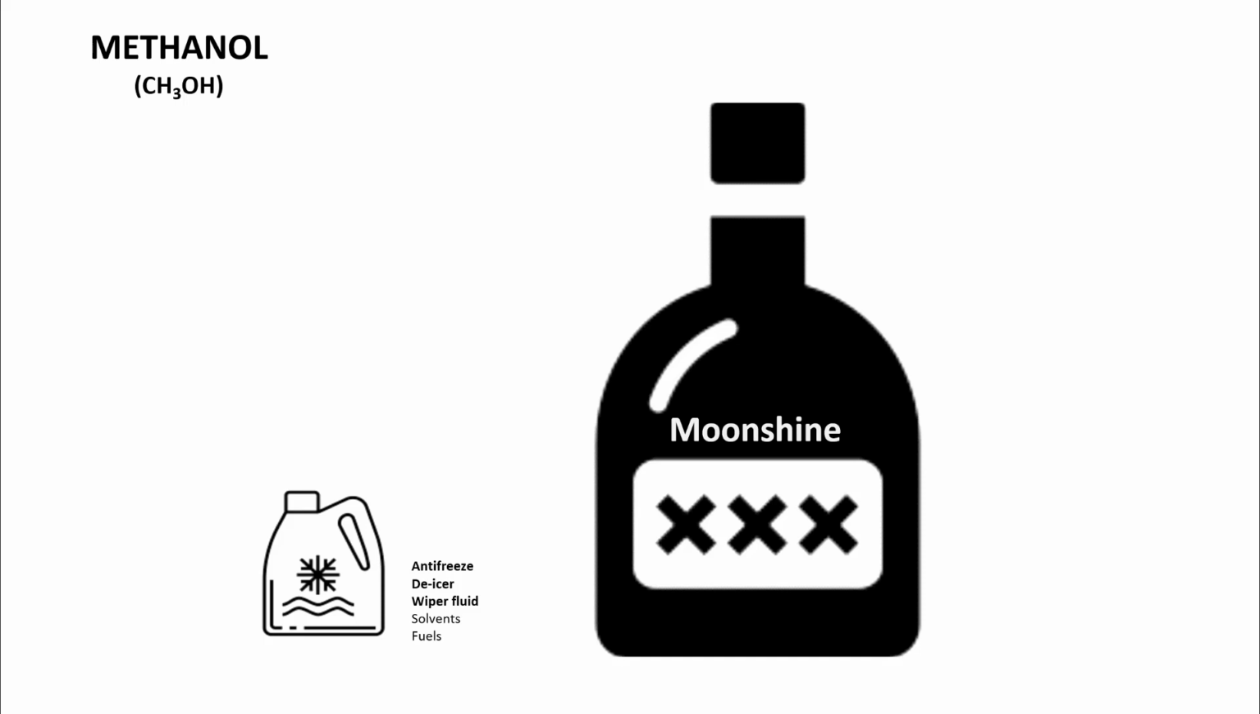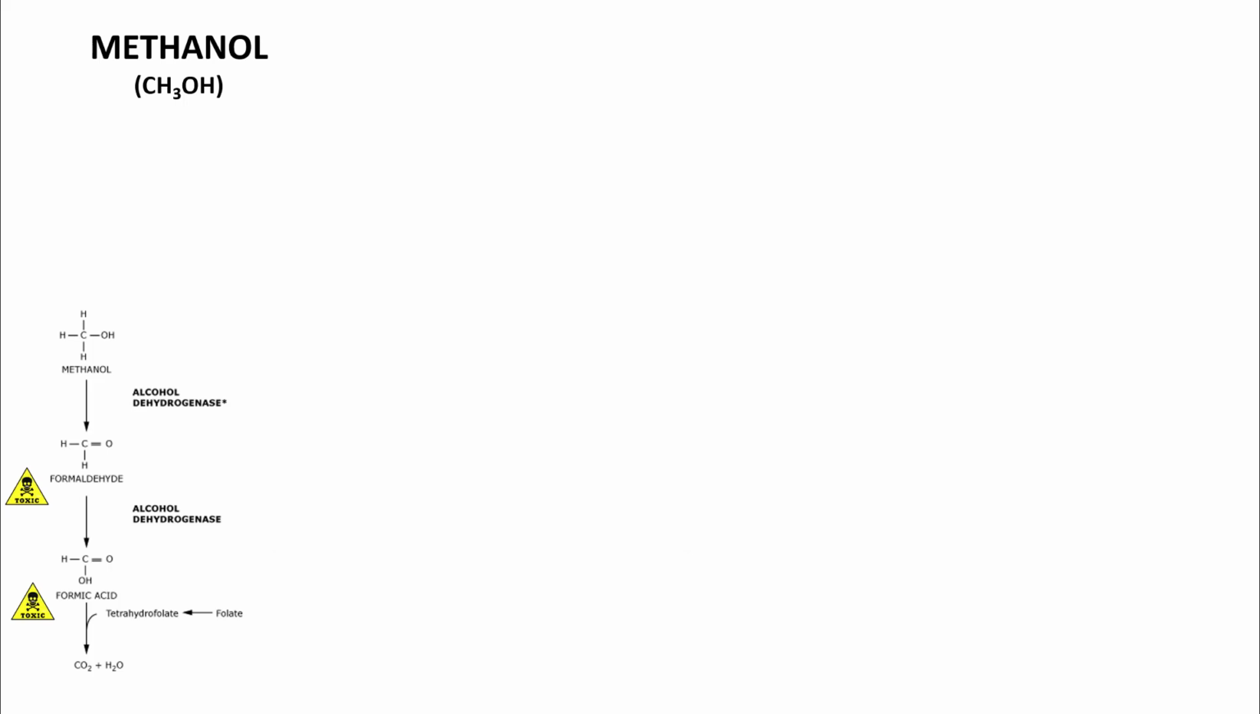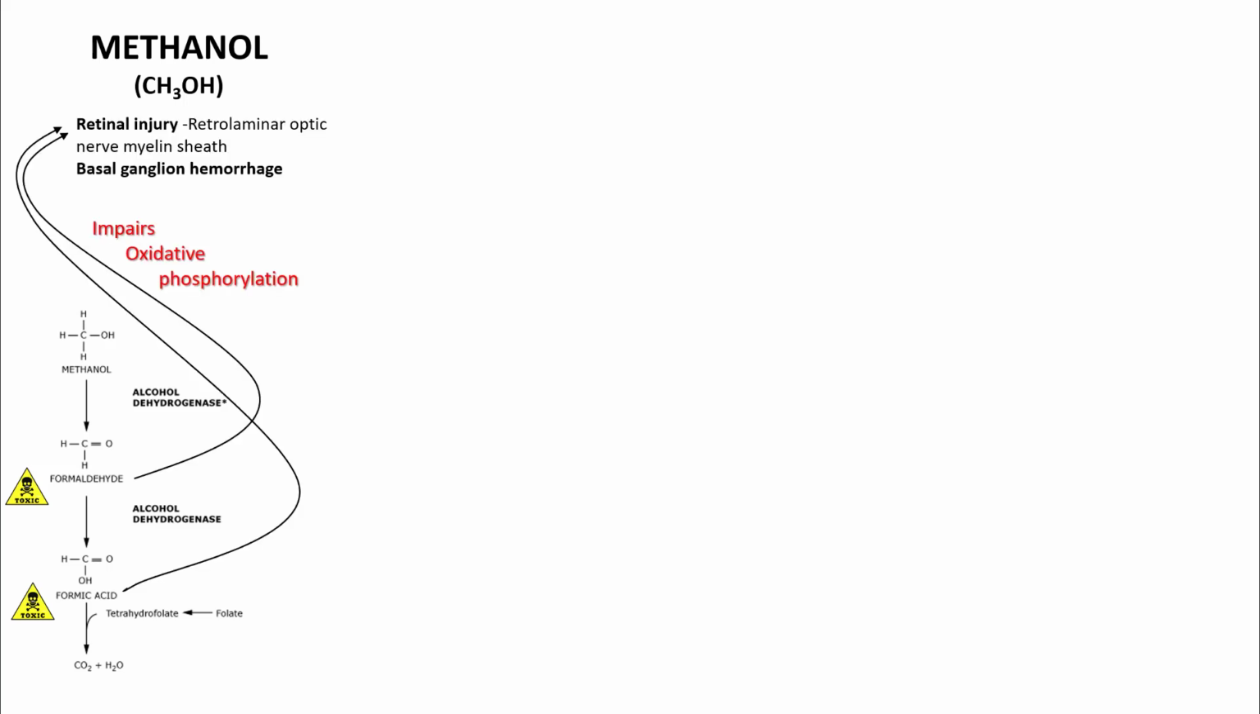Methanol is commonly present in moonshine and sometimes present in antifreeze, de-icer, and wiper fluids. Methanol is metabolized by alcohol dehydrogenase again into formaldehyde and formic acid, which are toxic byproducts. These compounds impair oxidative phosphorylation and accumulate in the retina and cause retinal injury. These are also implicated in basal ganglia hemorrhage.